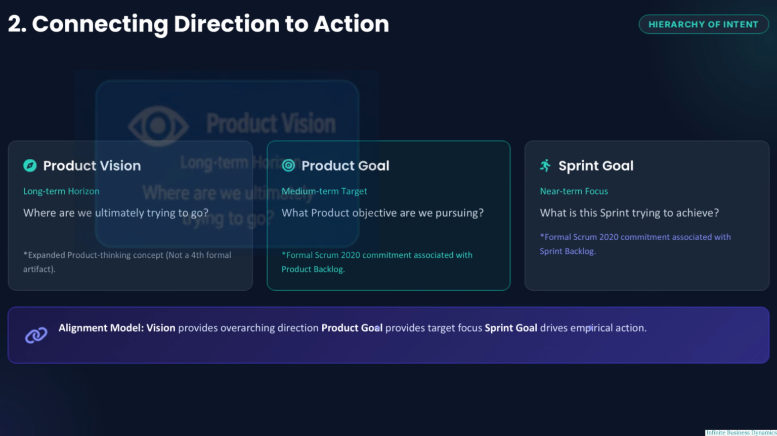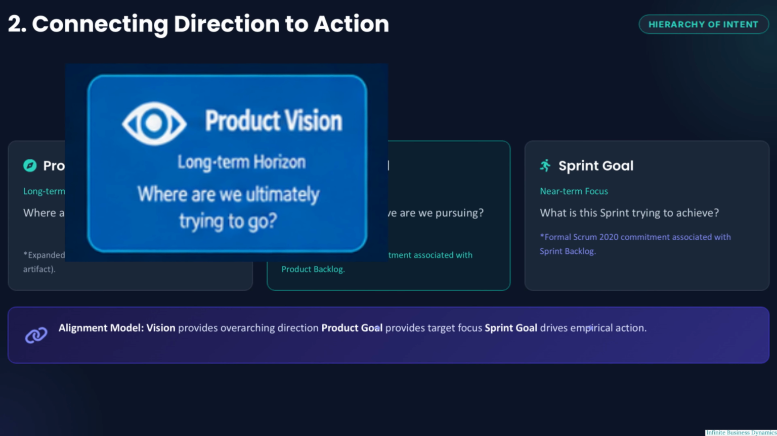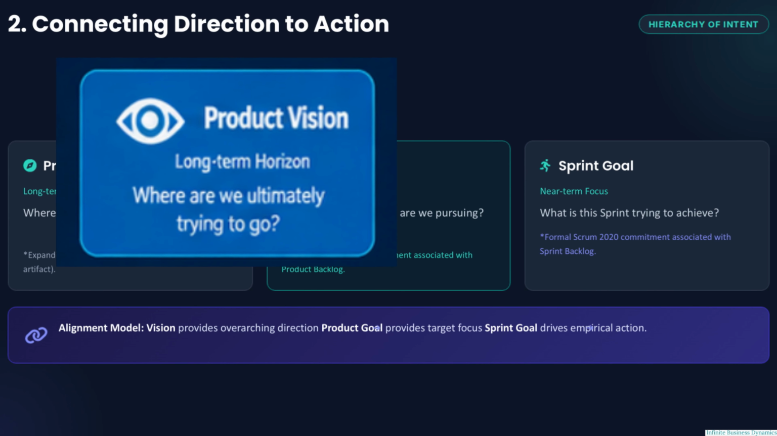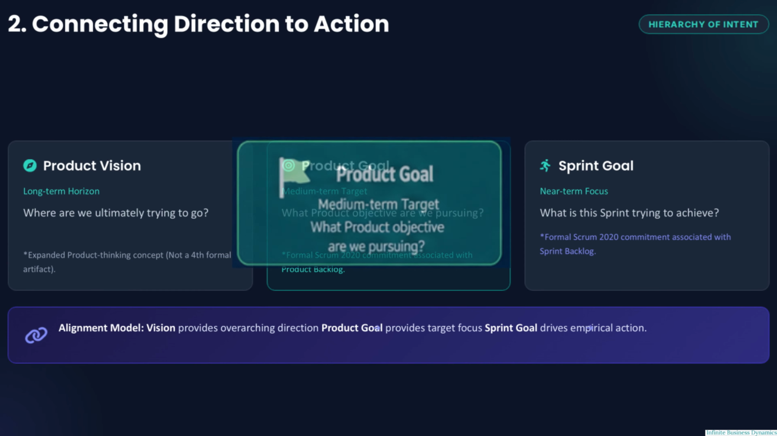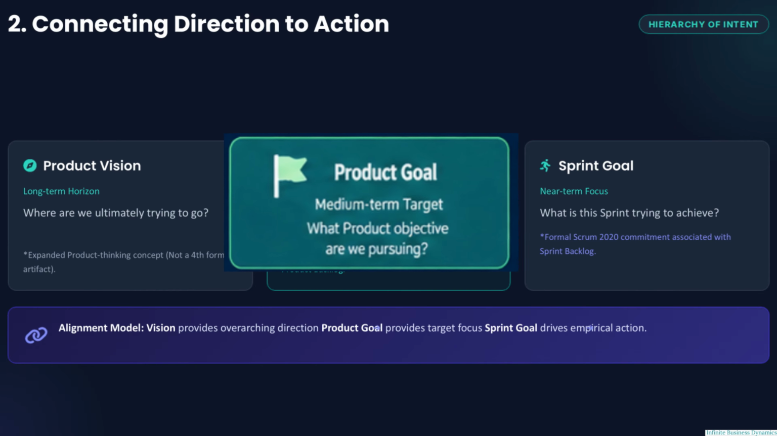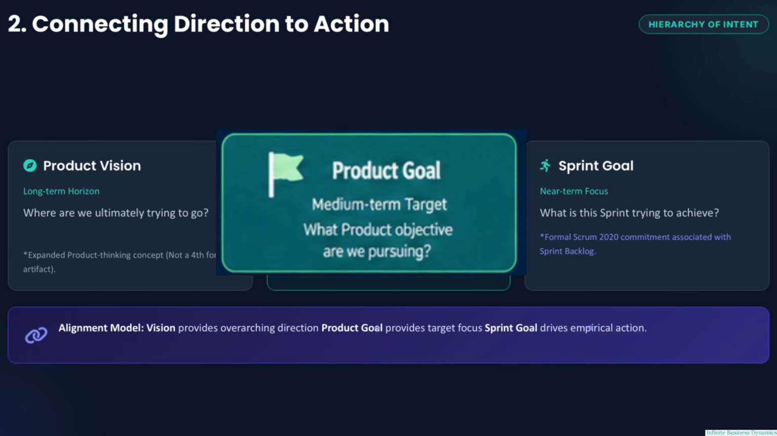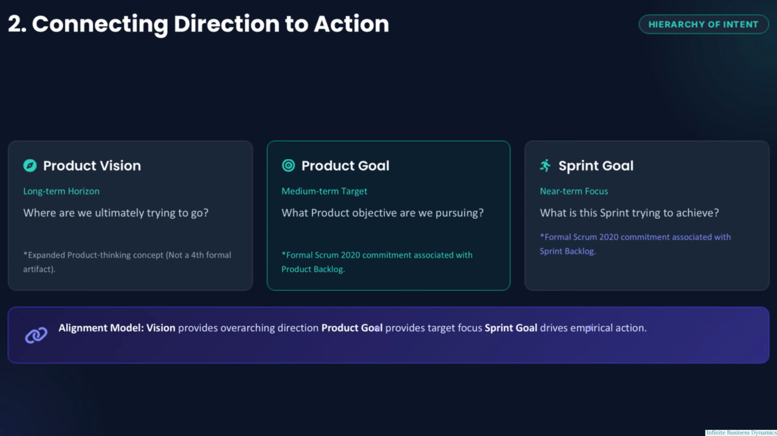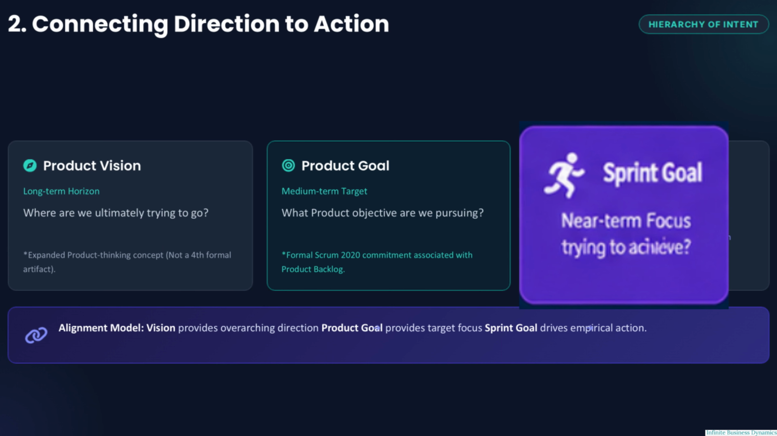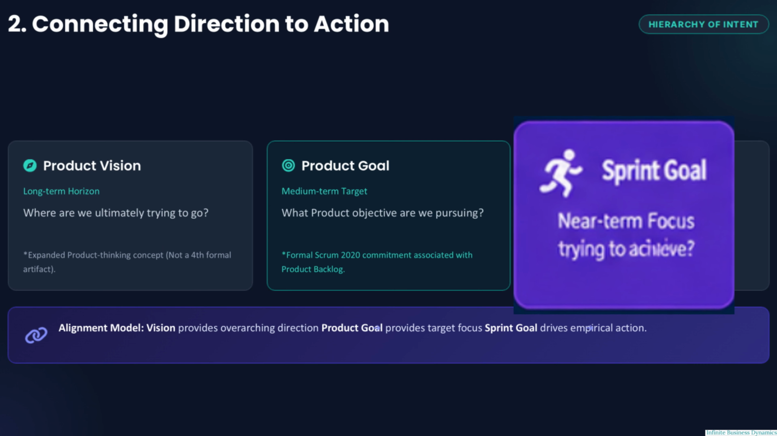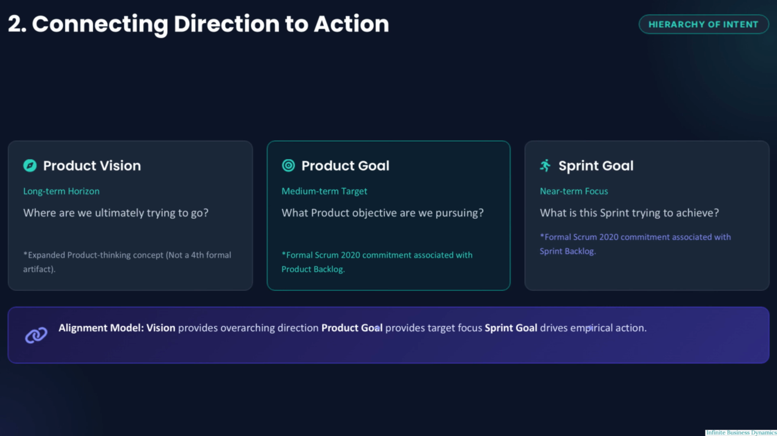Product vision provides the long-term direction. It describes where we ultimately want the product to go and gives the product effort an overarching sense of purpose. Product goal translates that direction into a medium-term target. It defines the product objective we are currently pursuing and provides a clear focus for the product backlog. Sprint goal then brings that focus into the near term. It expresses what the Scrum team intends to achieve in the sprint and guides its empirical action.